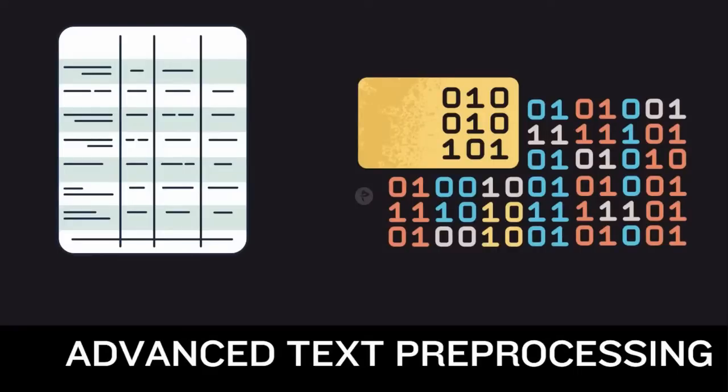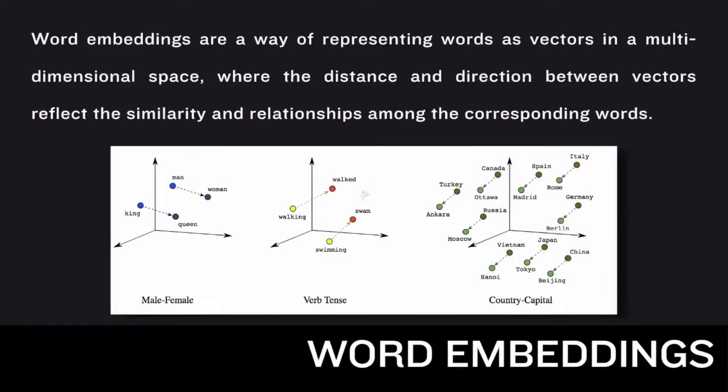So with these things, now we are going to move into advanced steps where we try to convey the text as numbers in a more meaningful representation. So we'll be starting with word embeddings now. Word embeddings are a way of representing words as vectors in a multi-dimensional space where the distance and direction between vectors reflect the similarity and relation among the corresponding words as well.